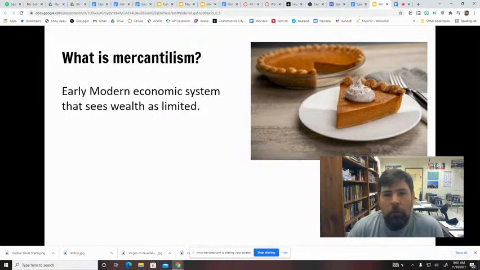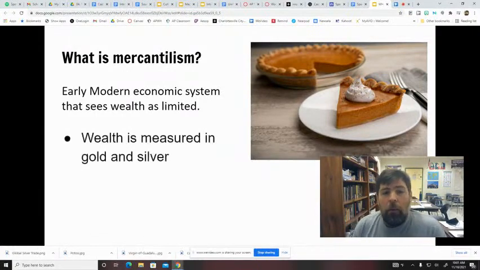If all the wealth in the world is a pie, right? There's a limited amount of pie. At some point, all the pie is going to get eaten. It's going to be gone. So the whole goal for people who follow mercantilism is to make sure that they get as much pie as possible. Because if somebody else gets the pie, then they won't have it. So just replace pie with money. That's mercantilism. So they believe that wealth is measured in gold and silver.